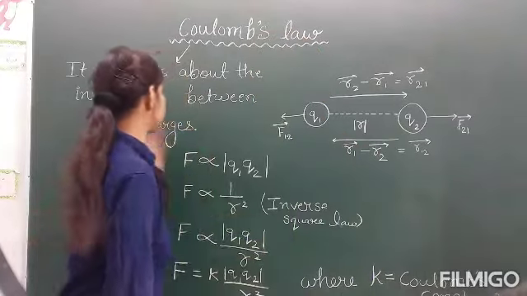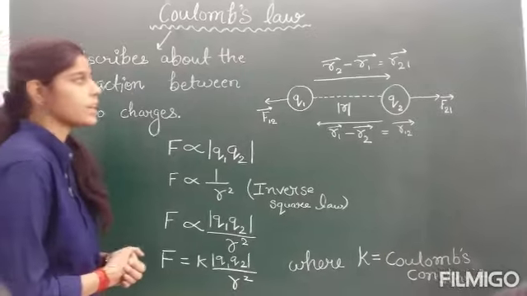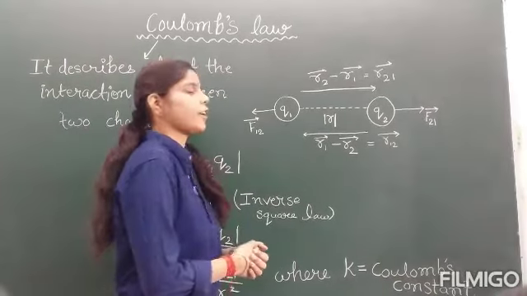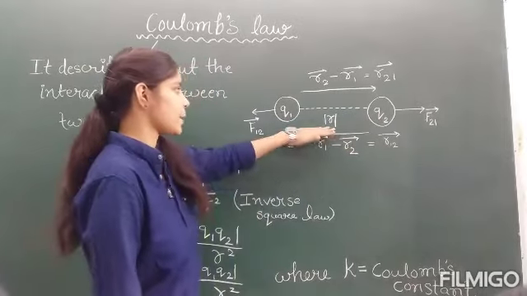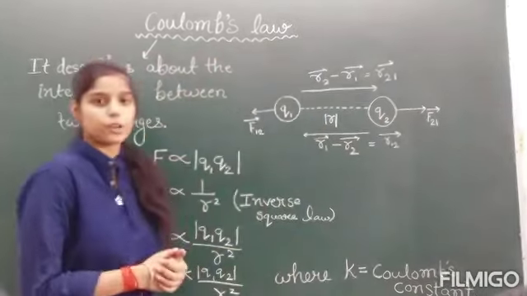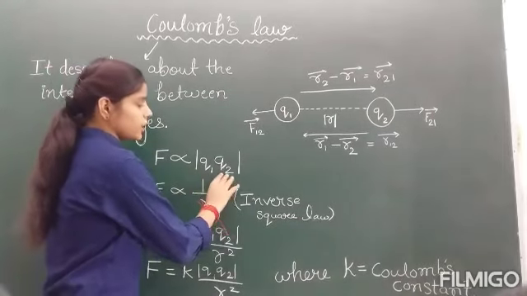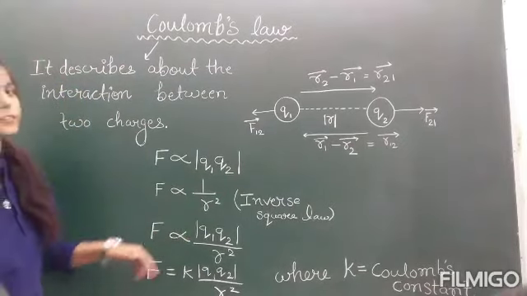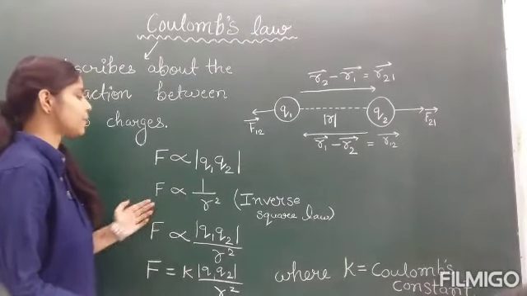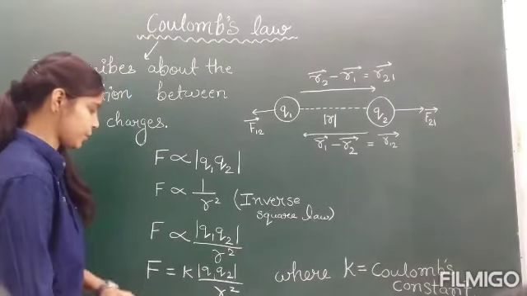Today we are going to discuss Coulomb's law. Coulomb's law is used to describe the interaction between two charges, especially point charges. For example, if we consider two point charges Q1 and Q2 with separation r, then according to Coulomb's law, F is directly proportional to the product of the two point charges and inversely proportional to the square of the separation between them. By combining this, F is proportional to Q1 Q2 by r square.